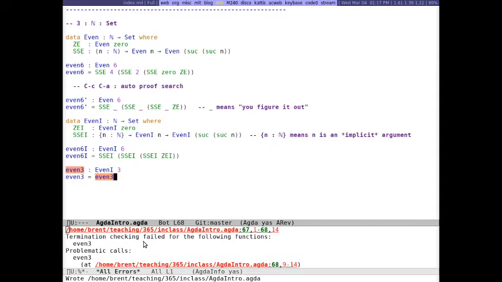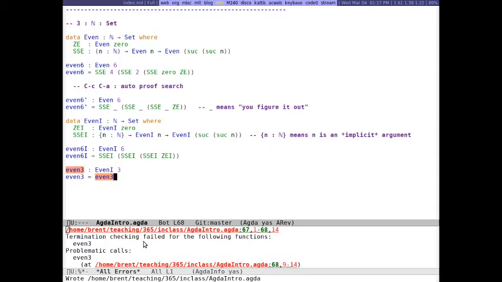We would like the guarantee that anything that Agda accepts corresponds to a valid proof. So it kind of accepts it in the sense that we could keep writing other code and checking it, but it's going to yell at us loudly that it cannot prove that this will terminate. Okay.